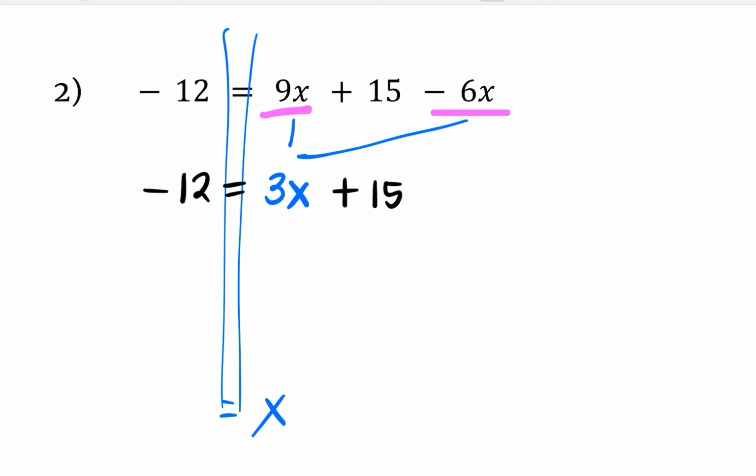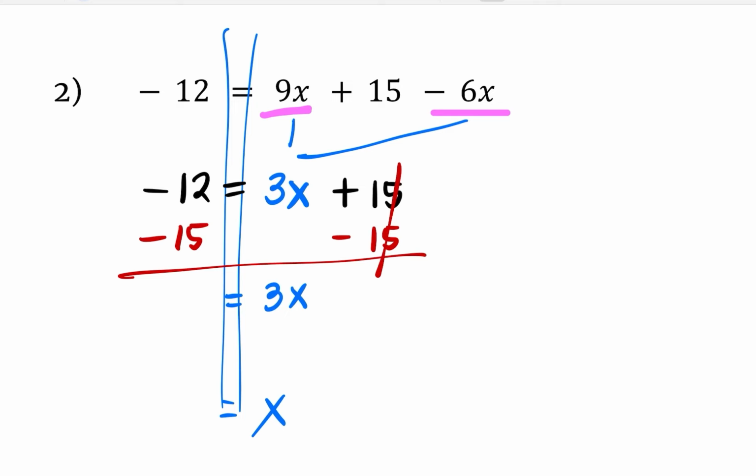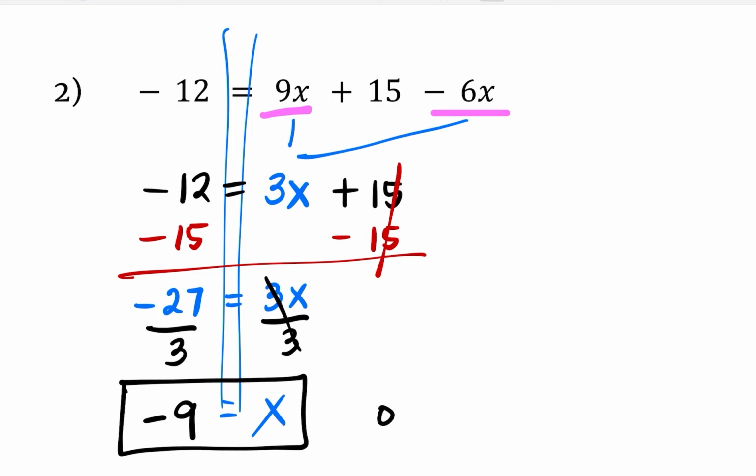So we have 15 on the right hand side. I want to eliminate positive 15, so I'm going to do the inverse, and that is a minus 15 on both sides of the equation. Now we are left with 3x equals negative 27. So negative 12 minus 15 is negative 27. Dividing both sides by 3 in order to eliminate x, this will give us negative 9. So negative 9 is equal to x, or x is equal to negative 9.